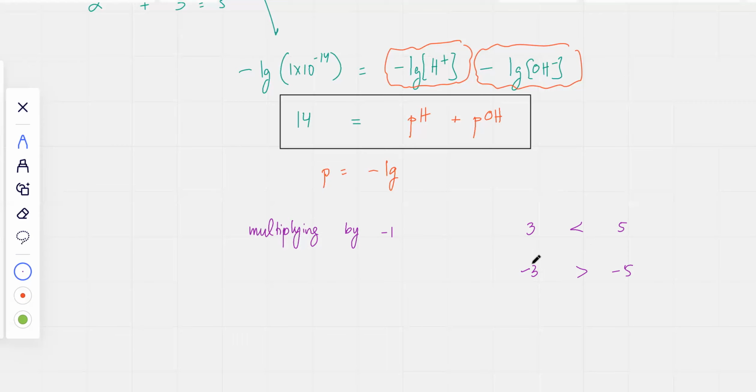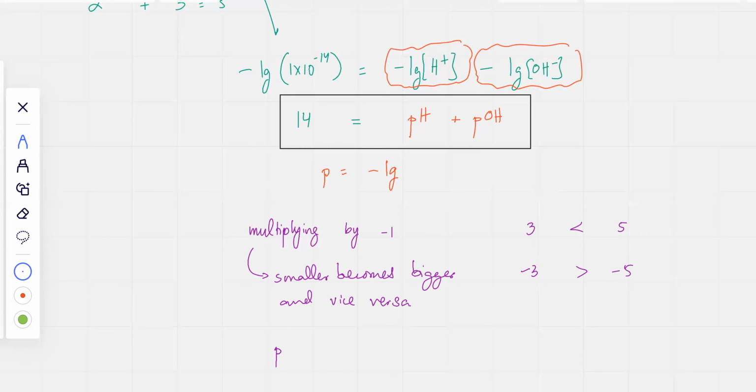Is this point clear that this thing happens when you multiply things by -1, that the bigger value actually becomes the smaller value, and the smaller value actually becomes the bigger value? Is this point clear? Yes, sir. So smaller becomes bigger and bigger becomes smaller, and vice versa.